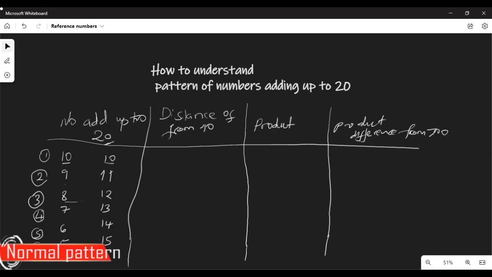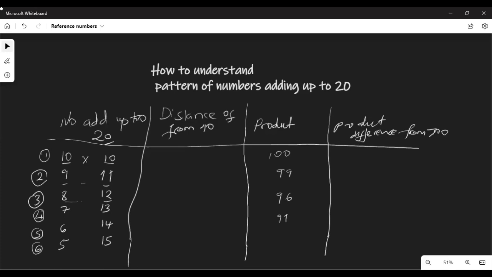But if you multiply them, with the multiplier and the multiplicand, then the story changes. If we multiply 10 by 10, the product is 100. We multiply 9 and 11, we have 99. Multiply 8 by 12, what we're having here is 96. If we multiply 7 and 13, we are going to have 91.